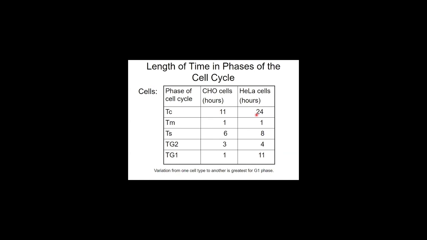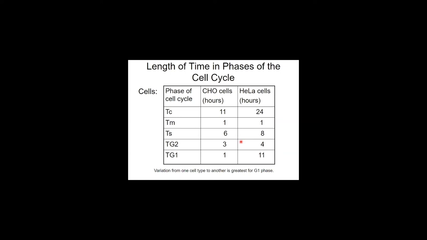So they asked the question, how much variation is there in different phases of the cell cycle? Both spent 1 hour in M phase. Both spent 6 to 8 hours in S phase. Both spent 3 to 4 hours in G2, but it was during G1 phase of the cell cycle there was great variation. CHO cells were only 1 hour. HeLa cells were actually tenfold longer.